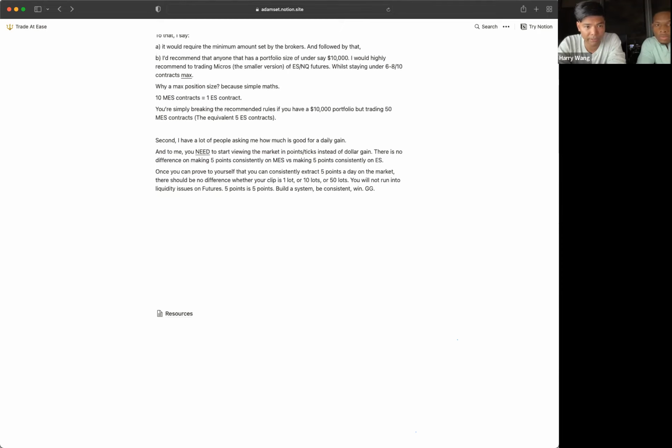Next question is, when you have an MAE of 10 points, does it mean you have 5 lots, it's 2-point MAE, or is it always based on 1 lot in the calculation? It's always based on 1 lot in the calculation. When I post my pictures, that is shown in ticks, not points.